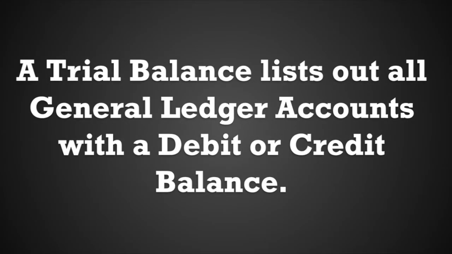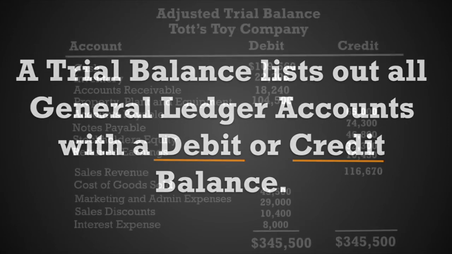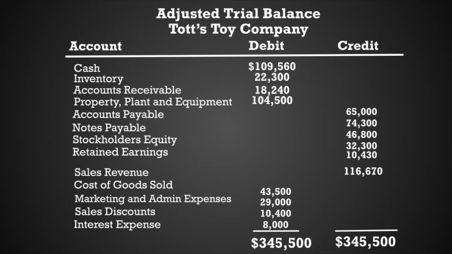To build an income statement, we must first look at a trial balance. What is a trial balance? Well, a trial balance lists out all general ledger accounts with a debit or credit balance. Let's jump into a trial balance so we can show you how it works. So we're going to use Tots Toy Company. As you can see, we have the left side as all accounts. In the middle is a debit, the far right's a credit. The debits at the very bottom, the 3, 4, 5, 500 have to equal each other.